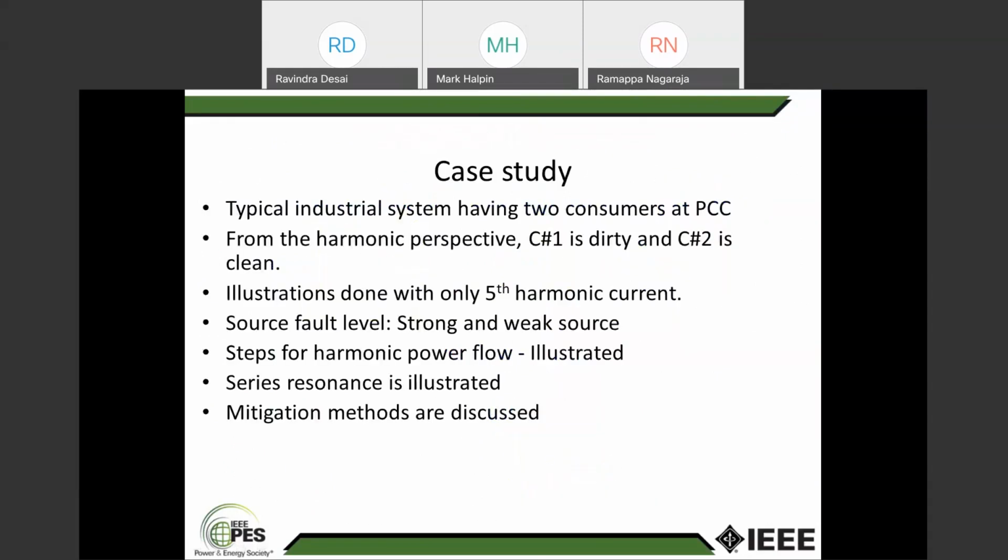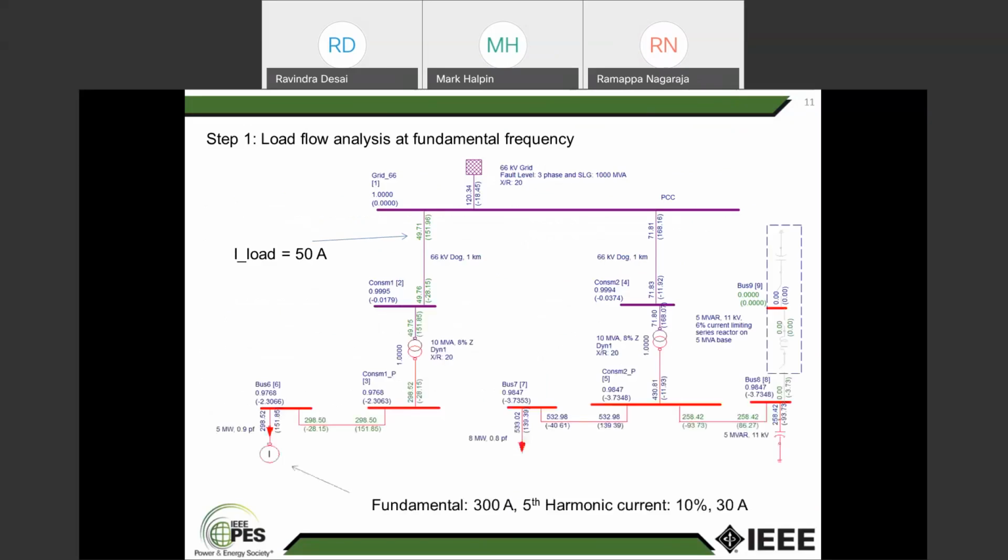With this, we'll try to do a very typical case study where we have got two consumers at the PCC, point of common coupling. From the harmonic perspective, consumer one is dirty. Maybe he's generating the harmonic current. Consumer two is very clean, no harmonic current. Illustrations is done only with the fifth harmonic current. Source fault level, both strong and weak sources are considered. What are the various steps for the harmonic power flow? And series resonance, mitigation methods we'll try to discuss. Therefore, this is what we are trying to talk about.